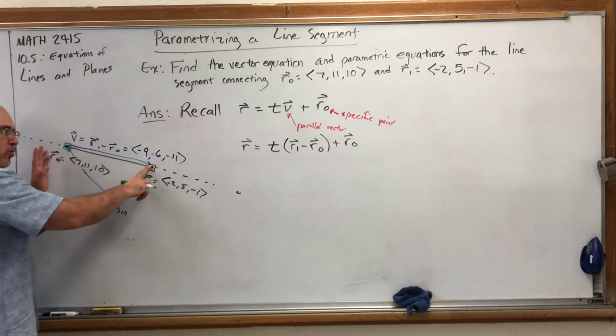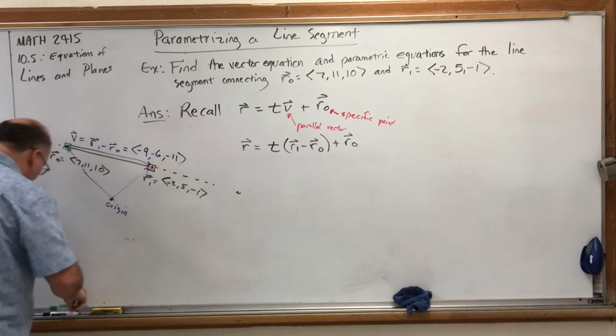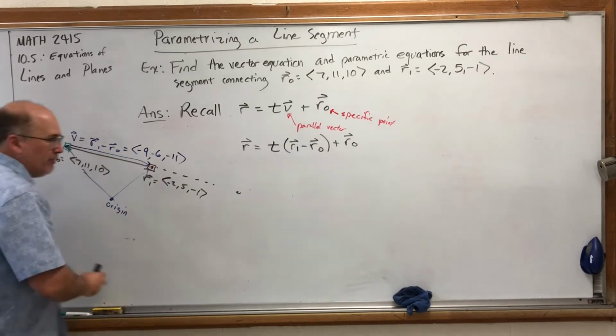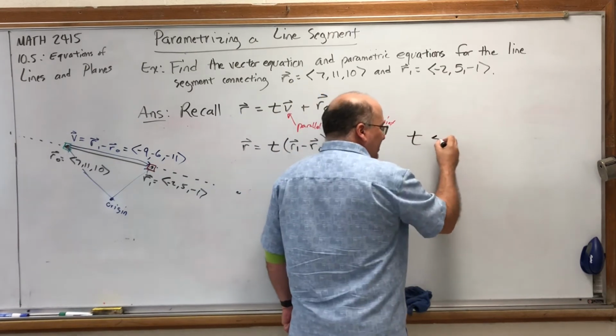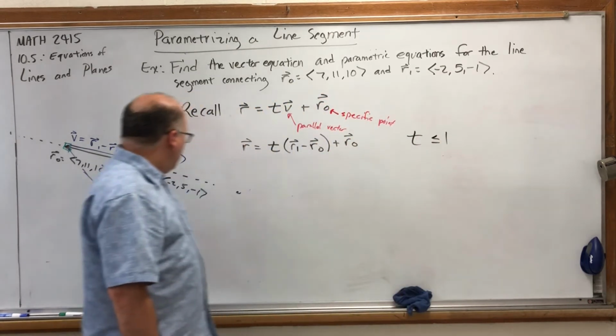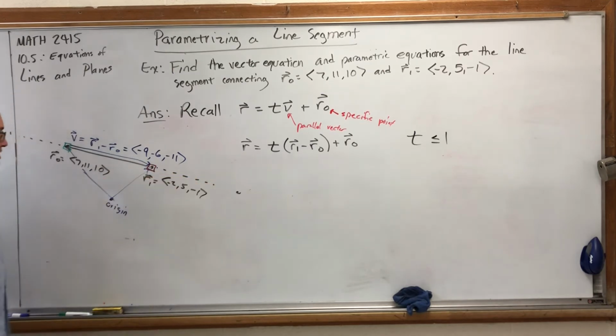If t is greater than 1, then it goes beyond that. So one thing we know about our parameter, in order to keep the line segment and nothing else, is that t has to be less than or equal to 1. Otherwise, it shoots me too far past the red dot. But I also have to make sure that it doesn't go backwards. Well, if the t is going to send me backwards in the direction of the parallel vector, then the t would have to be negative. So the t can't be negative.